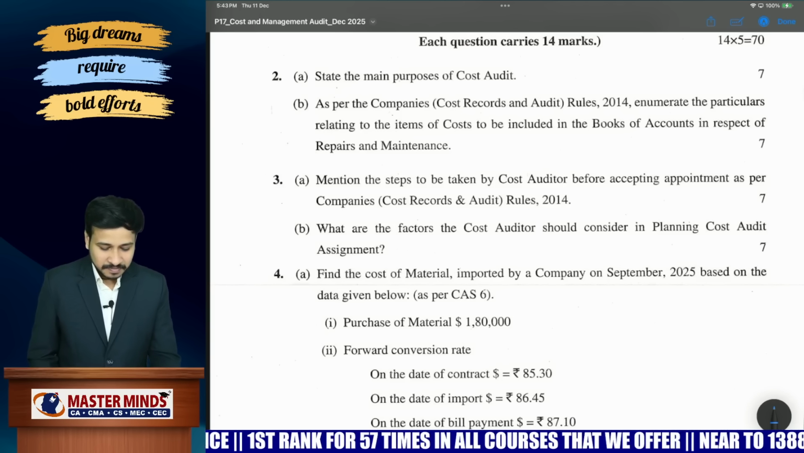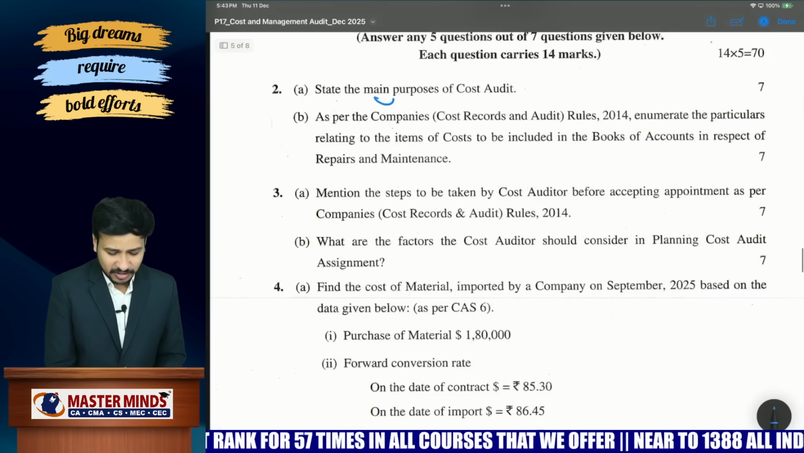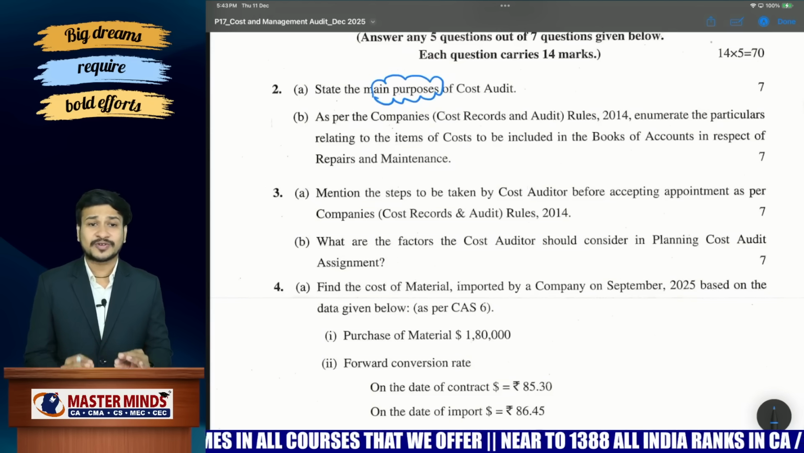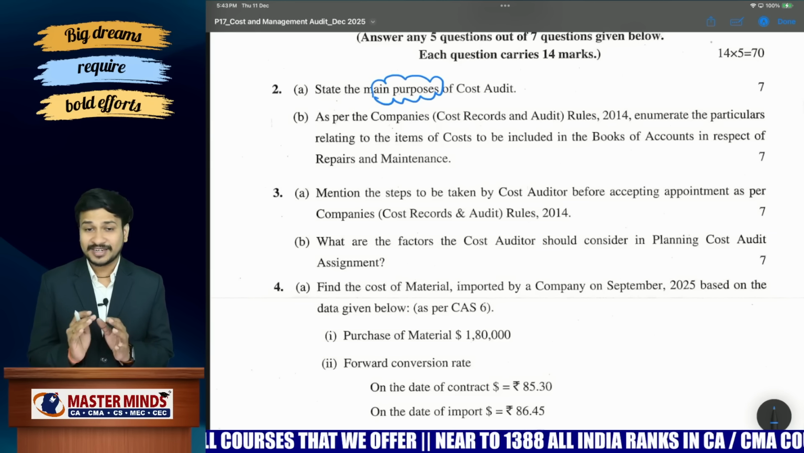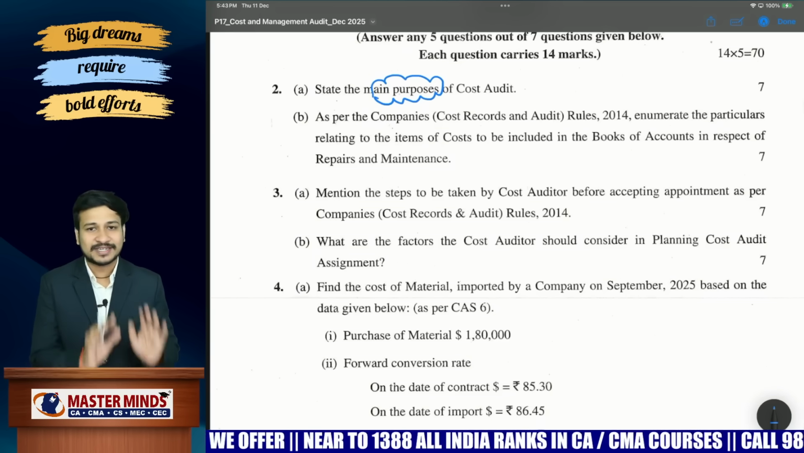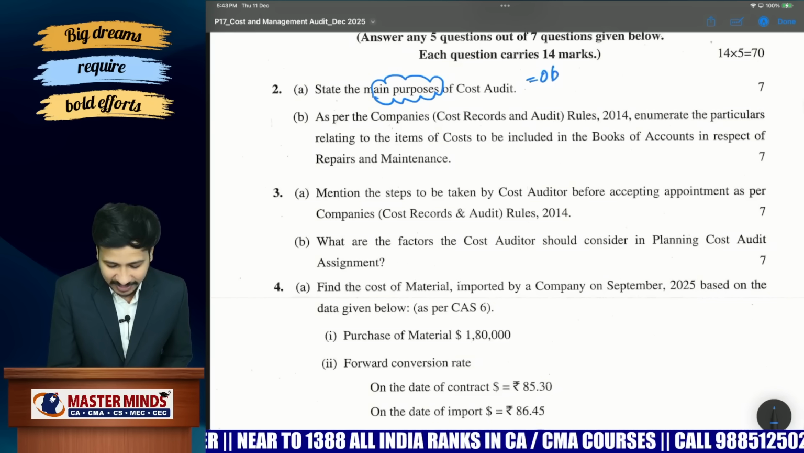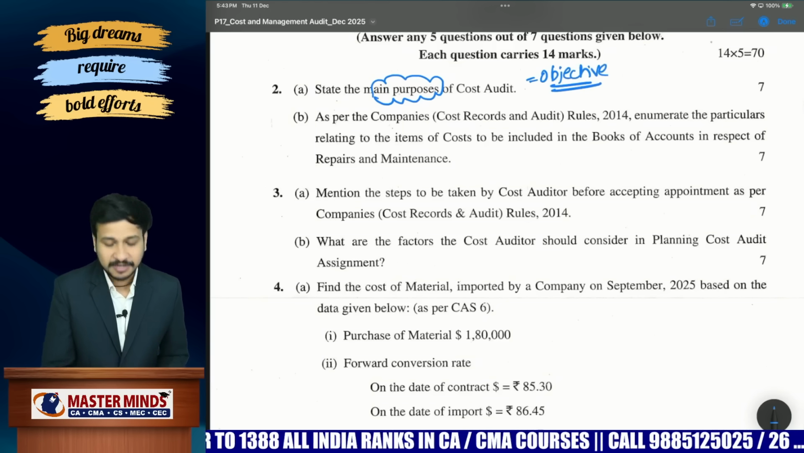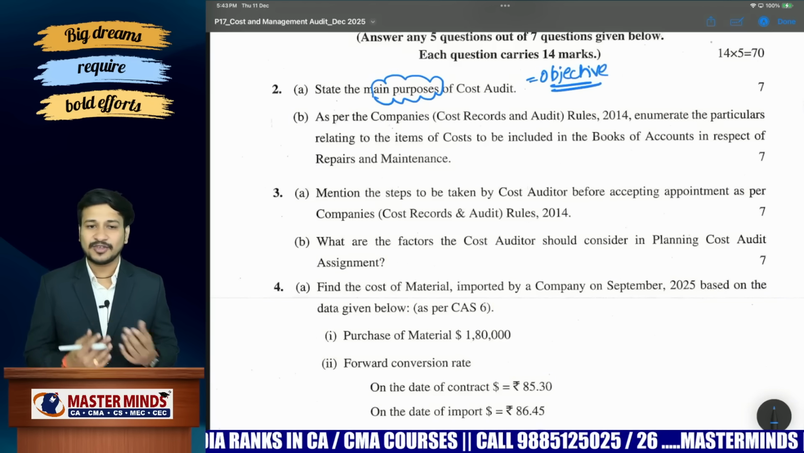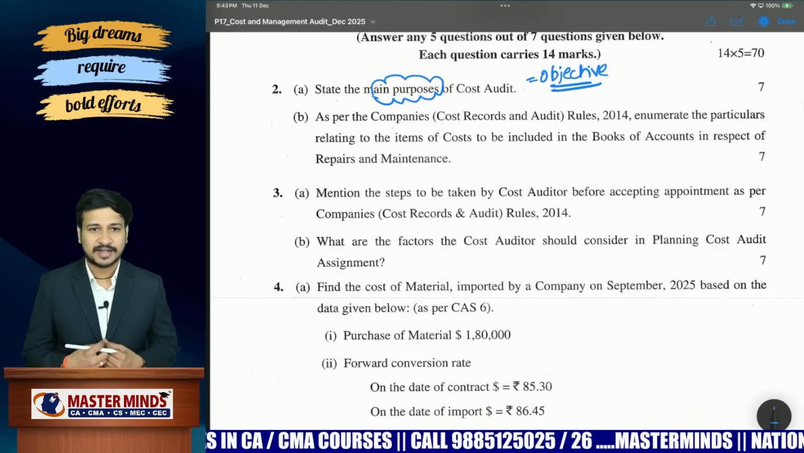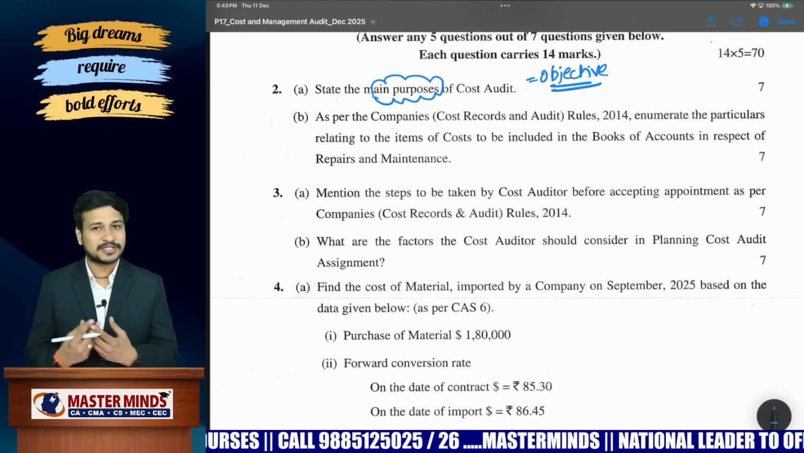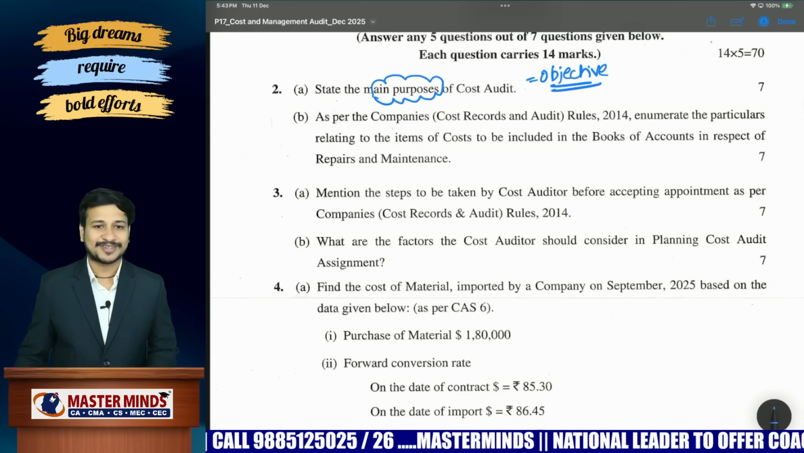The first one: state the main purposes of the cost audit. Frankly speaking, you can open the institute material and check; there is no question called main purpose of the cost audit. But don't get confused. Think carefully, and you will understand that purpose is nothing but objective. So, state the main purposes of cost audit means state the objectives of the cost audit. You have social objectives and general objectives. Based on those, you can write this question, purposes of the cost audit, which is nothing but objectives of the cost audit.